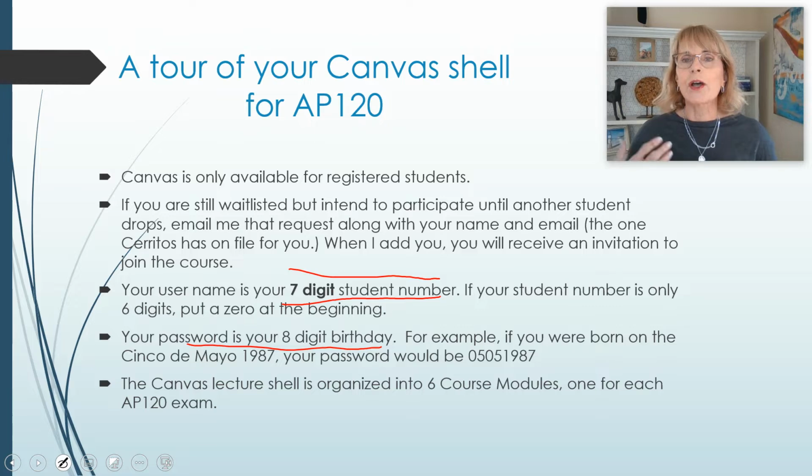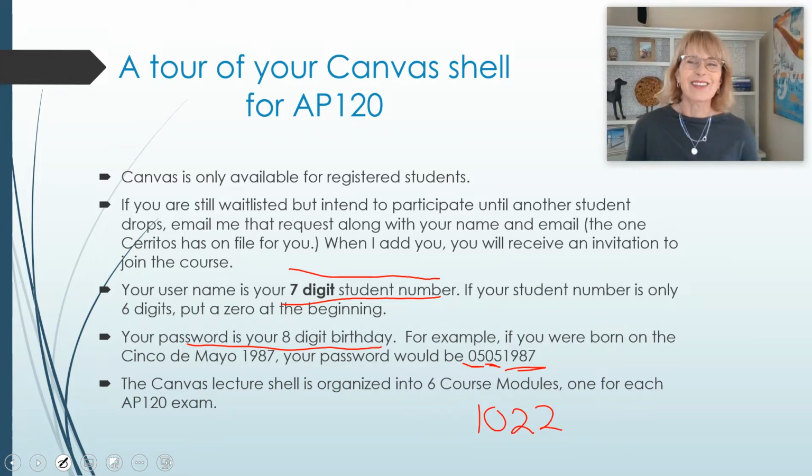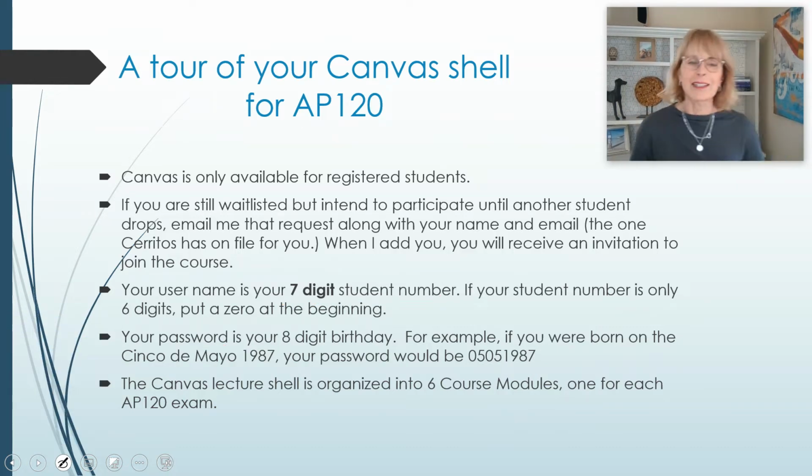8 digits. So here in the United States, for reasons no one knows, we put the month first, and then the day, and then the year. So if you're born on the Cinco de Mayo, it'd be 05/05/1987. I'm born October 22nd, so I would be 10/22. Yeah, 1987, that's right. Okay, so easy peasy.